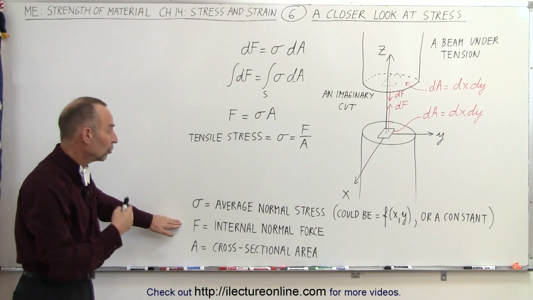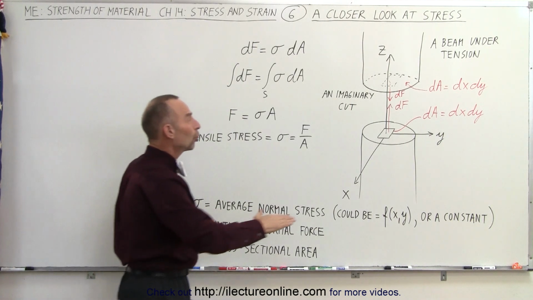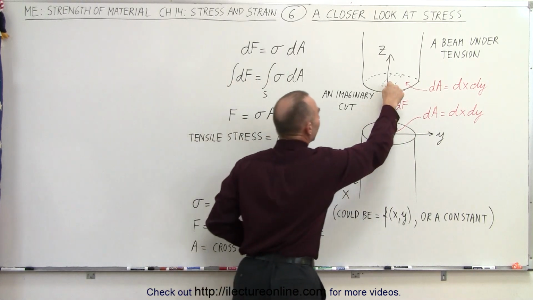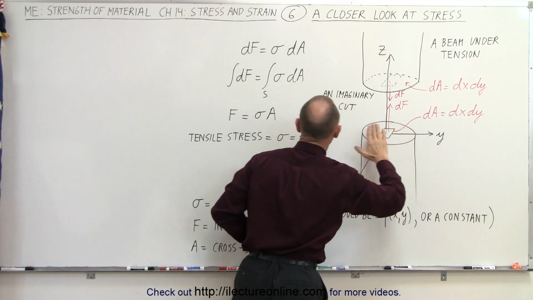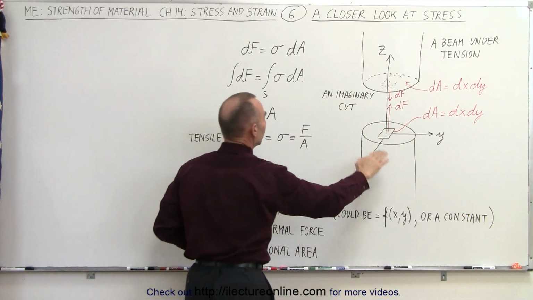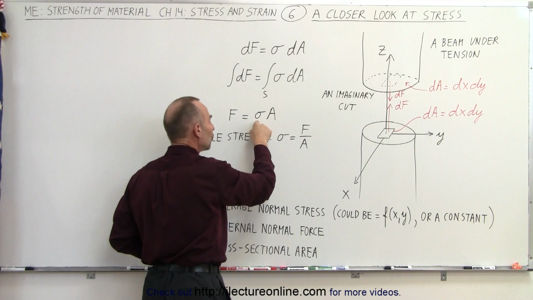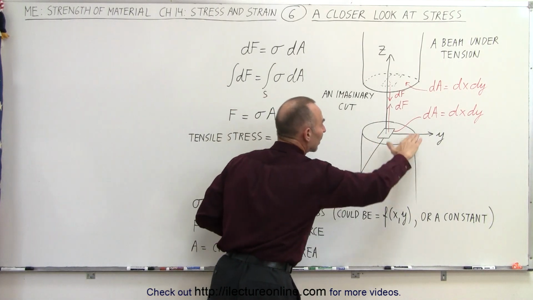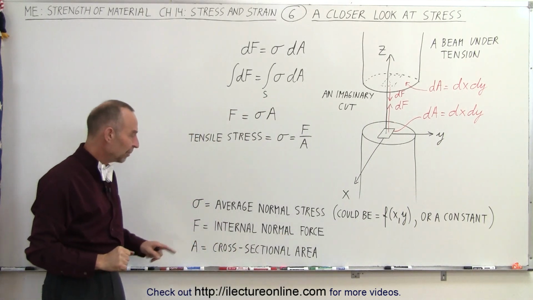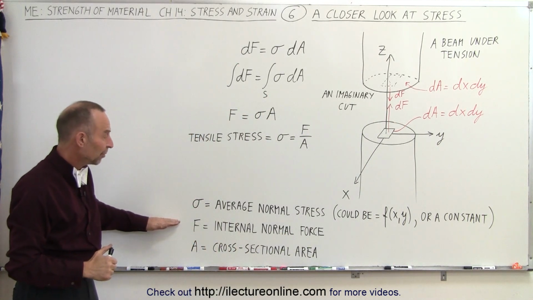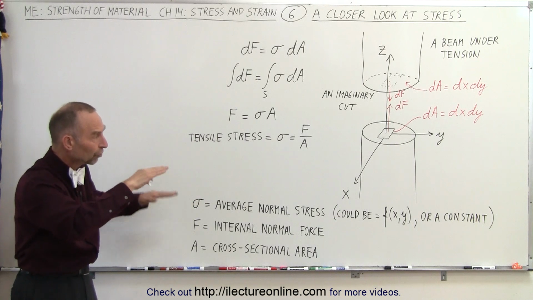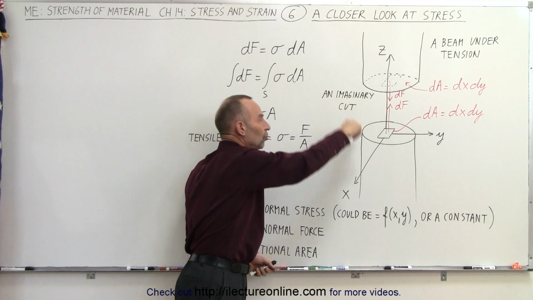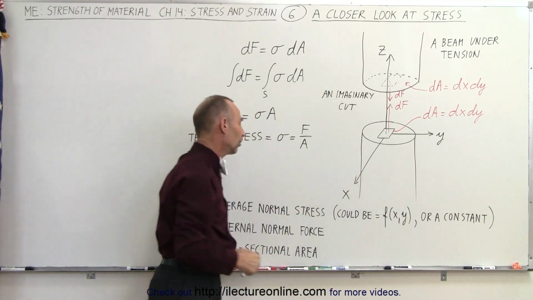F is the internal normal force. It would be the total force applied to the total area. So in other words, if we integrate the dFs all the way across the surface of the cut, we get the total force. Then we multiply that times the average stress, the average tensile stress in this case, or normal stress, times the entire area of the cut. And so A represents the cross-sectional area, and F represents the total internal normal force applied to the ends of this material, which can be assumed to be anywhere inside the material as well.